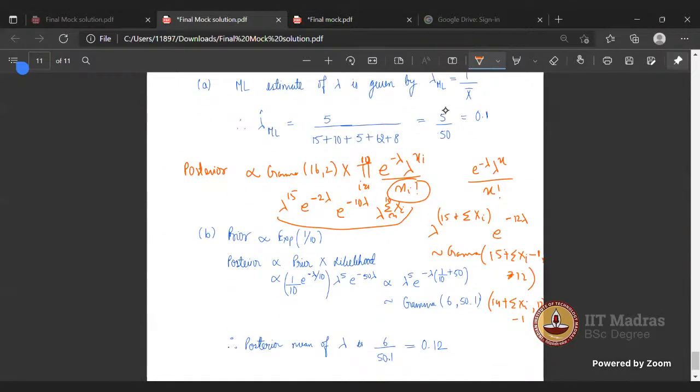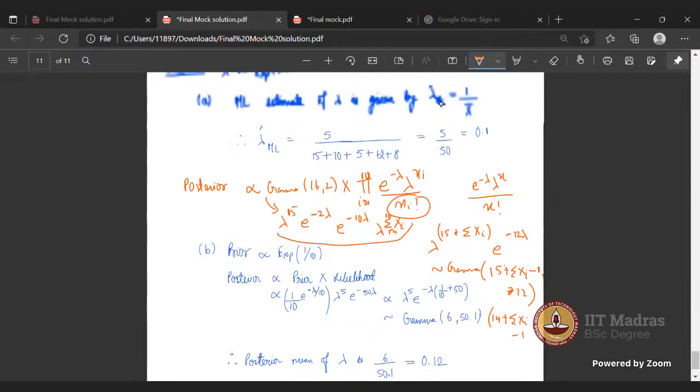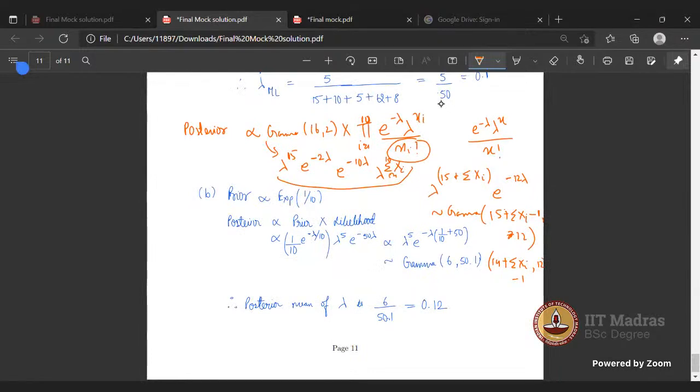Okay. So what I've written here is you have the posterior proportional to prior times likelihood. Now the gamma distribution, the prior is gamma 16 comma 2. And if you have to write the distribution, it is going to be x to the power, I think it's better I write it properly somewhere. I just remove this part.